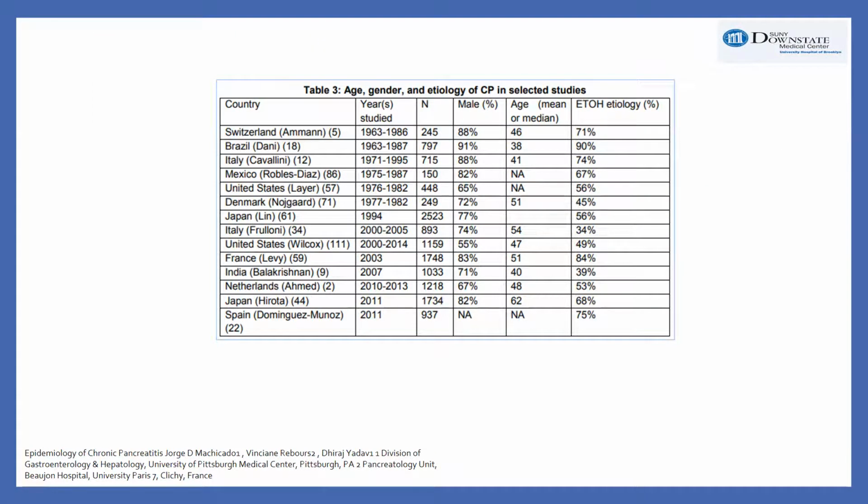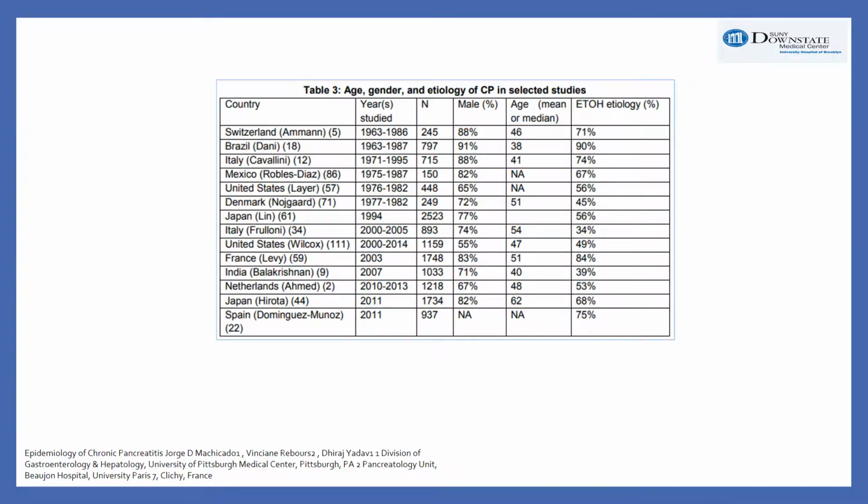What's interesting about this particular study is, again, the recognition that initially in Italian studies from 1995, the incidence related to alcohol was 74%. But in later studies, it was only 34%. So it's probably not truly changing incidence. However, it's a change of recognition of what is the real issue. In the United States, the decrease in alcoholic-related pancreatitis is not as marked, but it is also present.